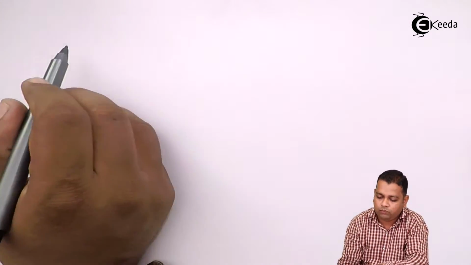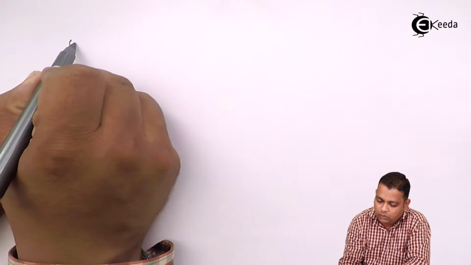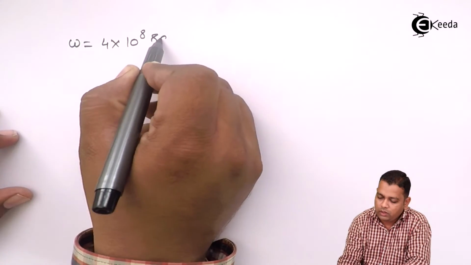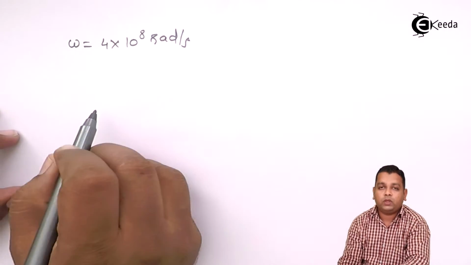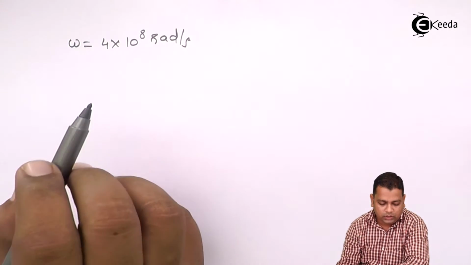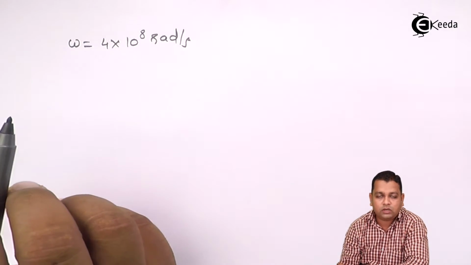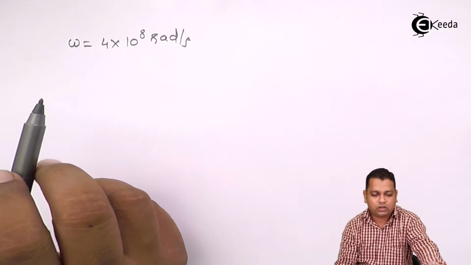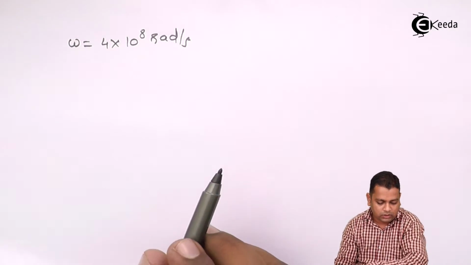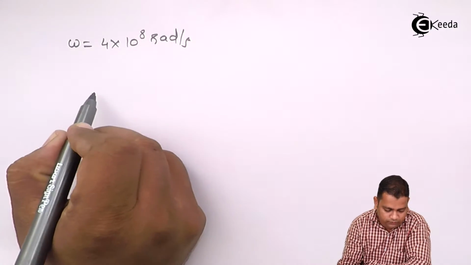For part A we have omega given by 4 into 10 raised to power 8 radians per second. We want the standing wave ratio. Now first of all we take the phase shift constant in the second region. So the second region is this one, and for this region we have beta suffix 2.